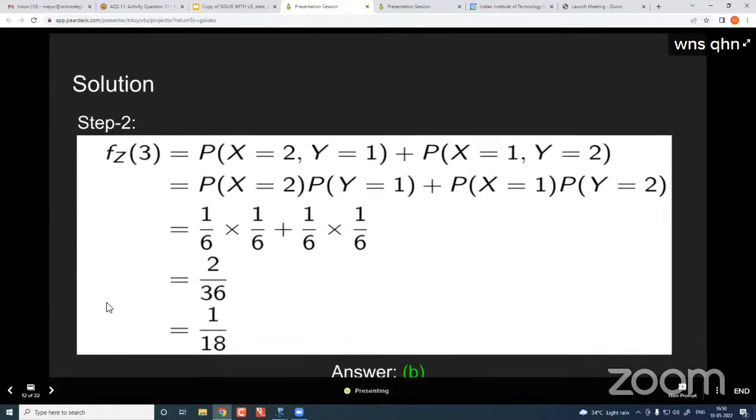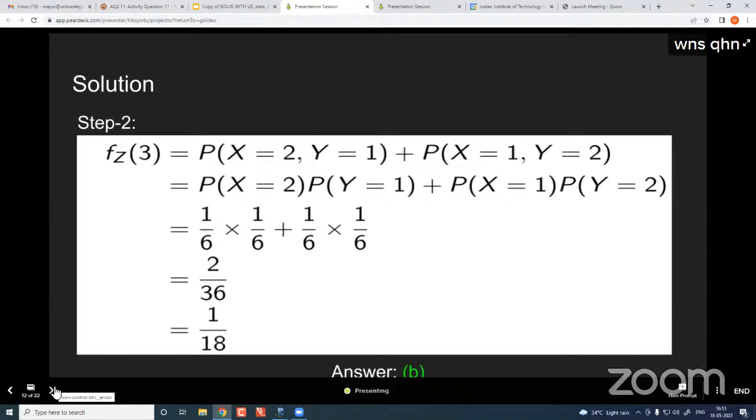Now, in the second step, what is the probability that X equals 2? It's 1 by 6. What is the probability that Y equals 1? It's 1 by 6. Similarly, I can write 1 by 6 and 1 by 6 here. If you multiply and add, you'll get 2 by 36, which is nothing but 1 by 18. So option B is the correct option.